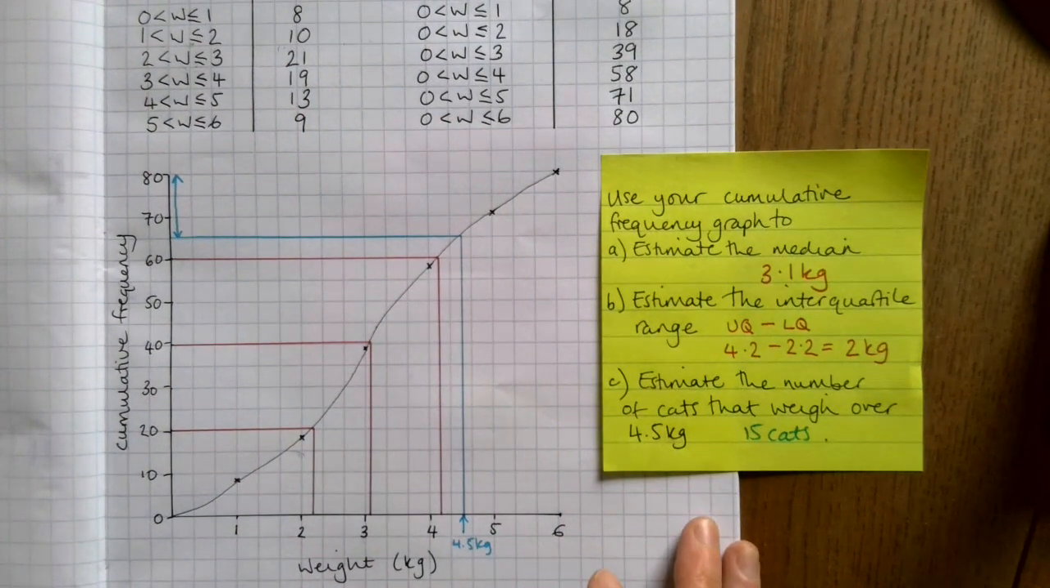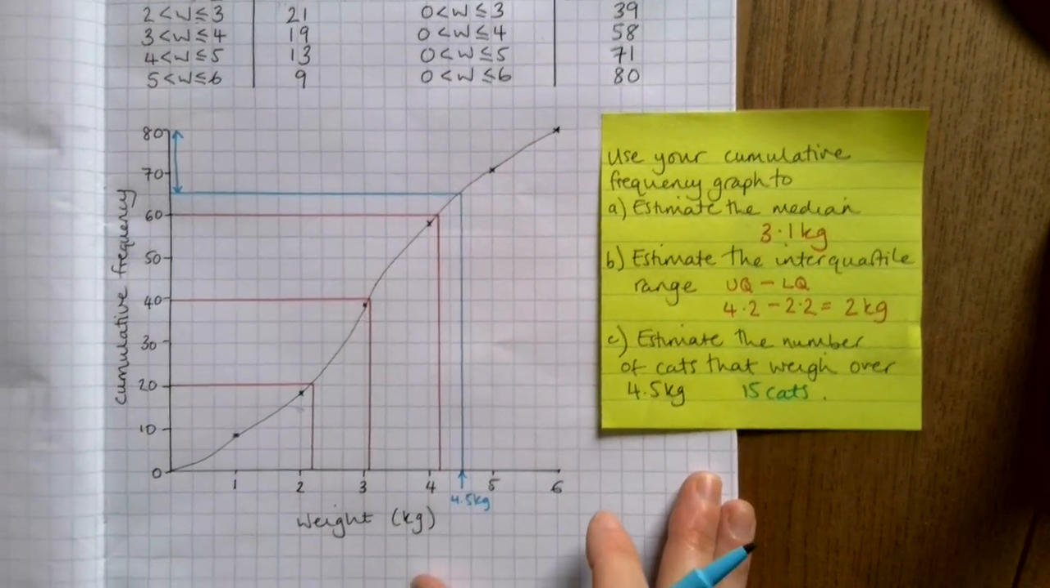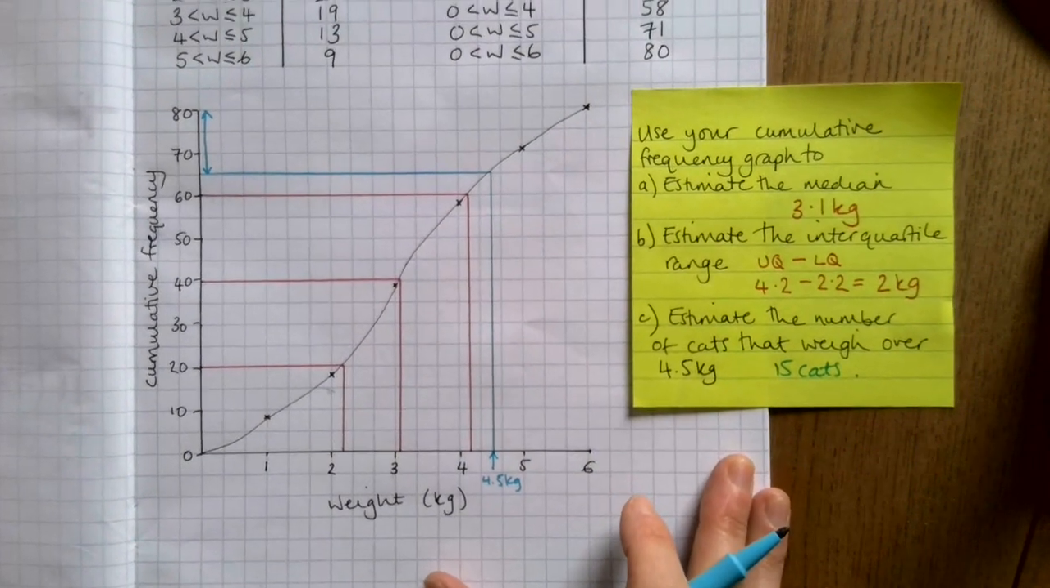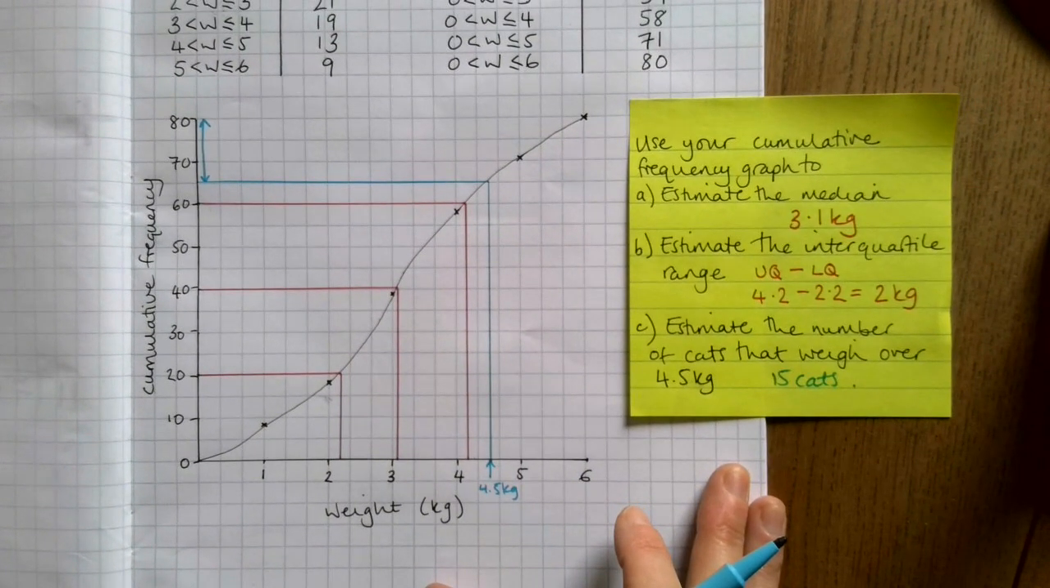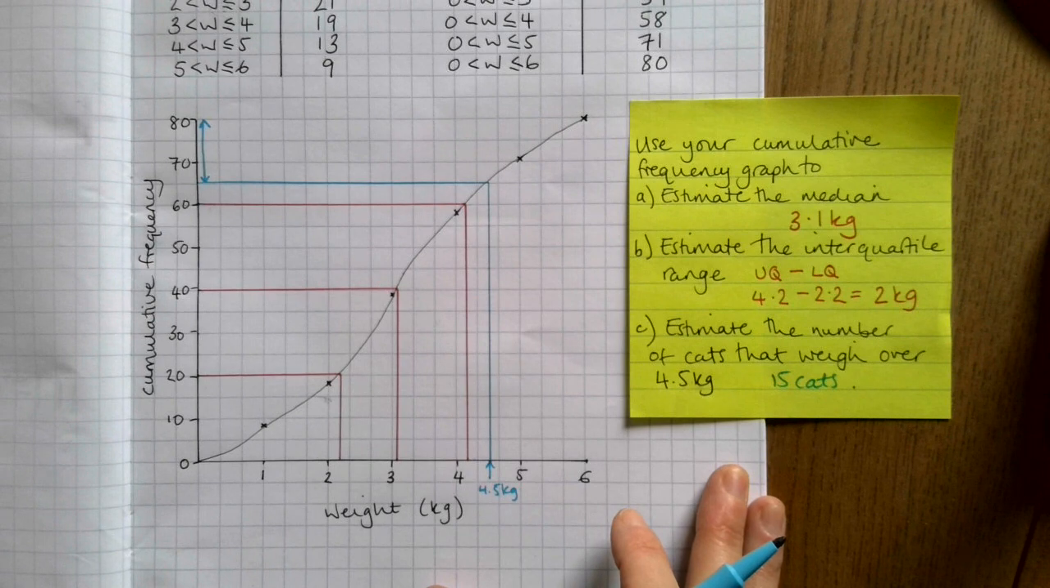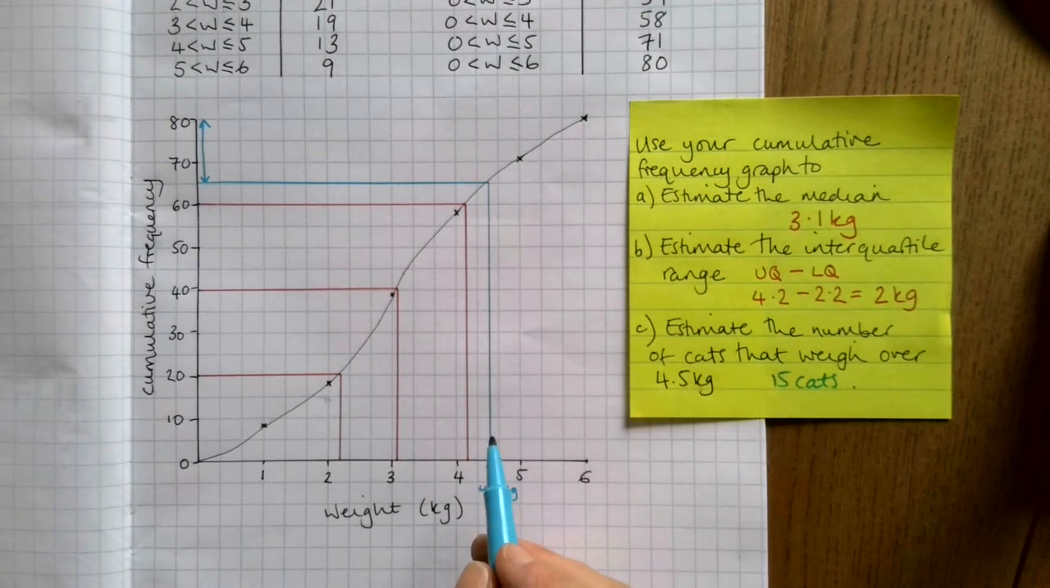So that's the reason that all of these answers are estimates, is because we don't know exactly how much each cat weighs. Great, okay, so you can hopefully draw a cumulative frequency graph now and use it to estimate the median, the quartiles, and use it to also figure out the answer to questions like part C there.